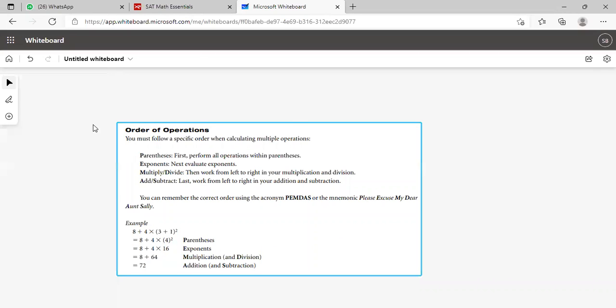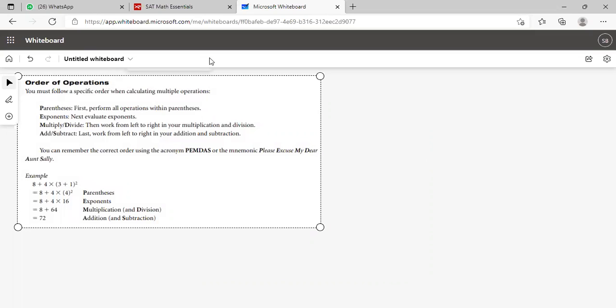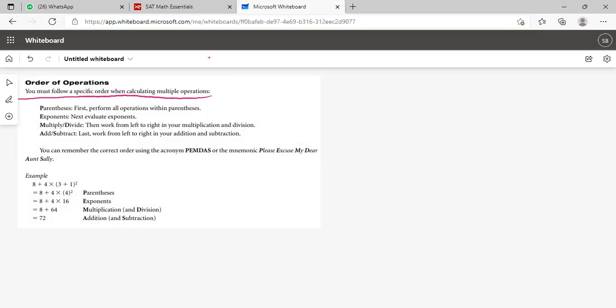Another important thing, order of operations. You must follow a specific order when calculating multiple operations. Parenthesis, first perform. Are you familiar with this PEMDAS or BODMAS? What are you used to? BODMAS. Okay, so let's talk about BODMAS then.